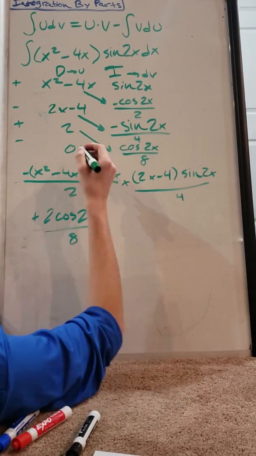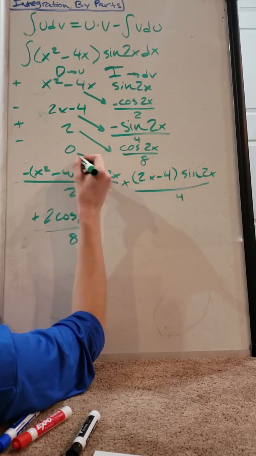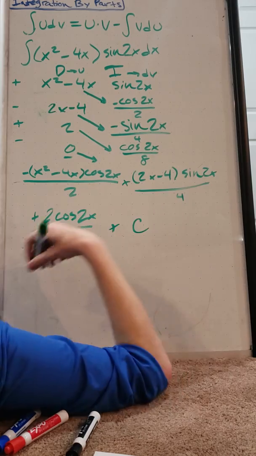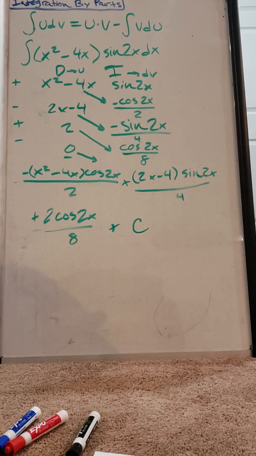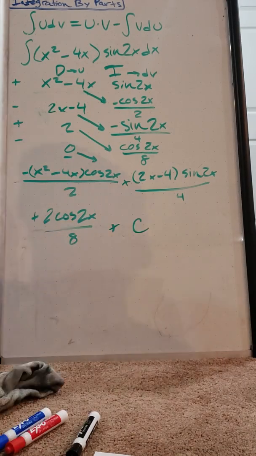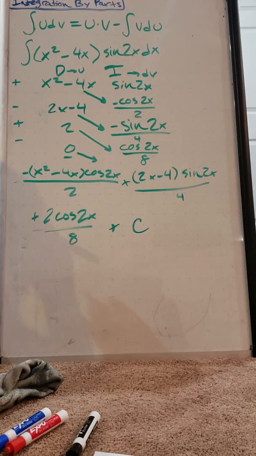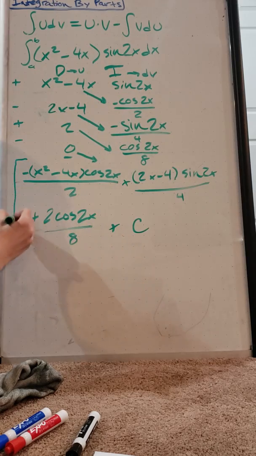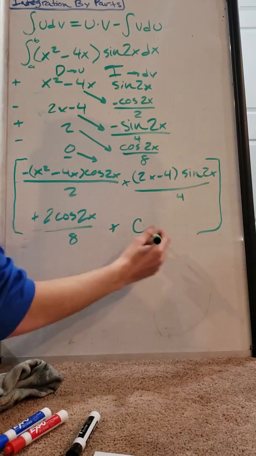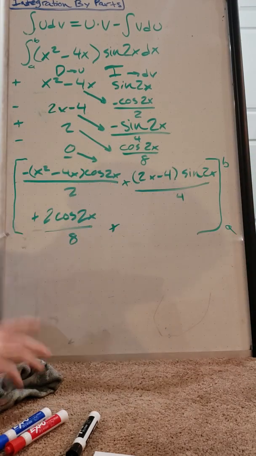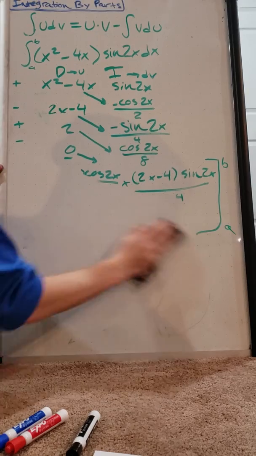Then you would multiply this diagonal, but you're multiplying by 0, so that's not needed. And then you just add a plus C there. So that's how you do it using the table method. If it was a definite integral, from a to b, you would just evaluate this whole thing, without the C, from a to b. And that's what we'll do for the next one.